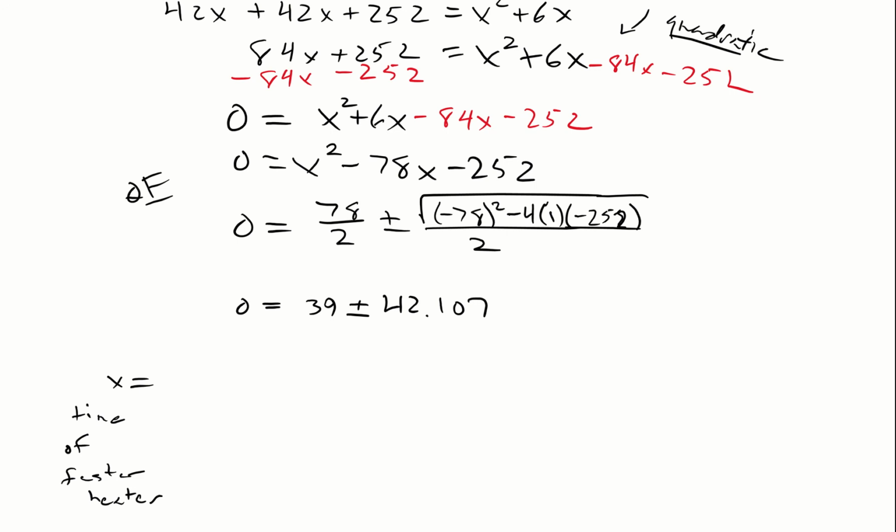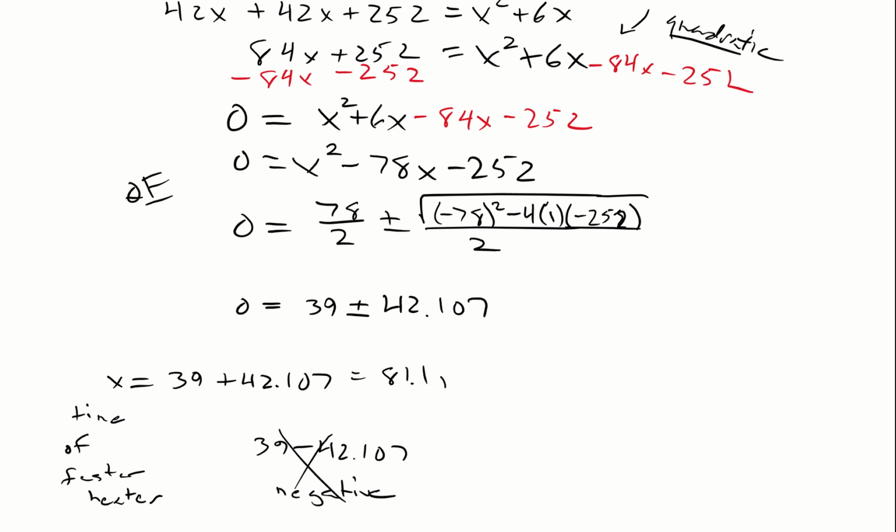So when I did this, of course, I'm not going to go 39 minus 42.107. That's negative. So that's not really a sensible time. So really, we would go 39 plus the 42.107. And for that one, I got roughly 81.1, and I would say minutes for the faster heater. And then if you tack on the 6, you go, all right, plus 6 gives us 87.1 minutes for the slower heater to heat the room, to heat the garage.